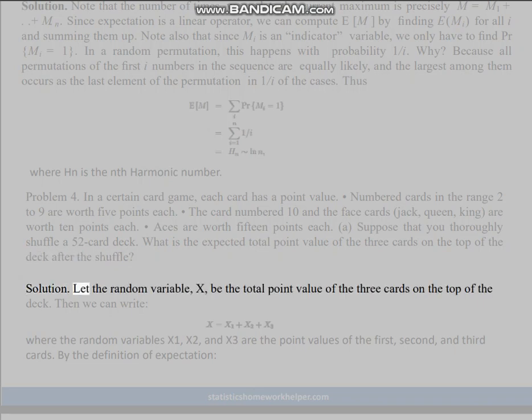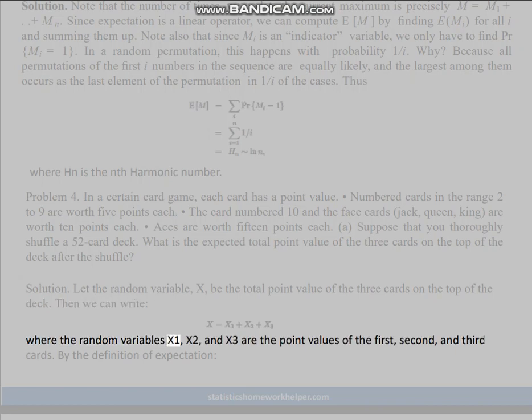Solution. Let the random variable x be the total point value of the 3 cards on the top of the deck. Then we can write x equals x1 plus x2 plus x3, where the random variables x1, x2, and x3 are the point values of the first, second, and third cards. By the definition of expectation.